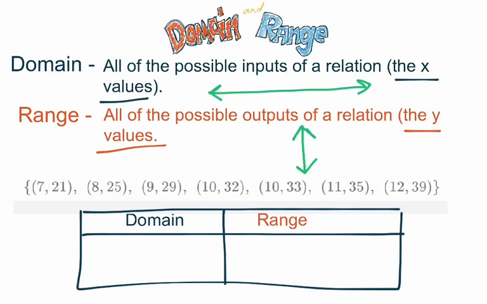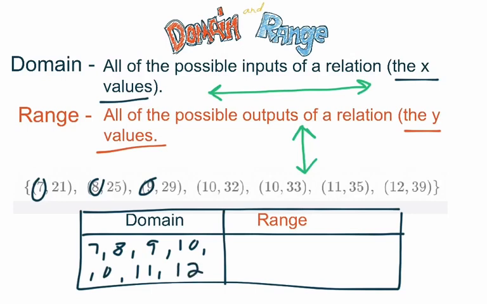So on the table below, we can kind of fill in these domain and range real fast. So domain values, when we had these, are all the x values we'd have in these ordered pairs. So they'd be like these, 7, 8, 9, and so on. So we could fill them in, 7, 8, 9. I believe there's two 10s in there, 10 and 10, 11 and 12. These are all domains. And then range would be those y values right over there, okay? The 21, the 25, the 29, and so on. So we can fill those out real quick.